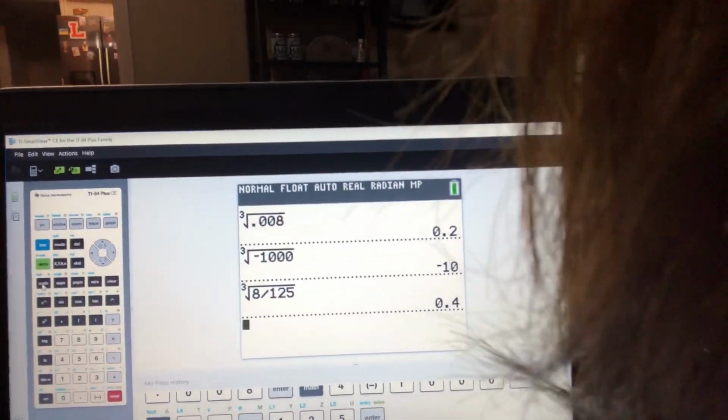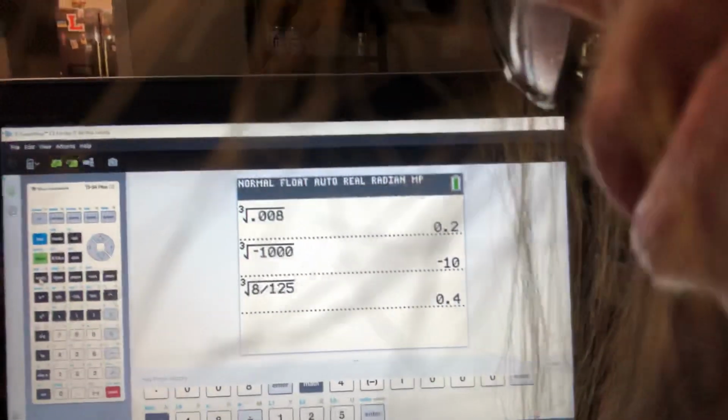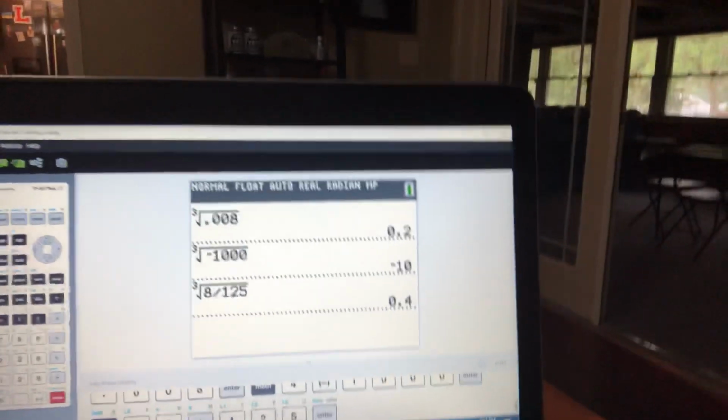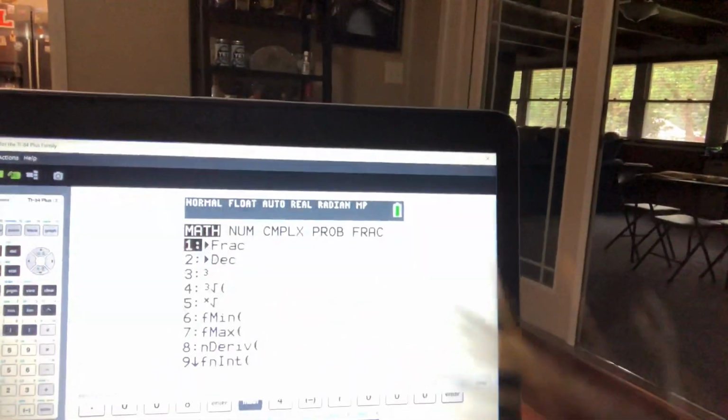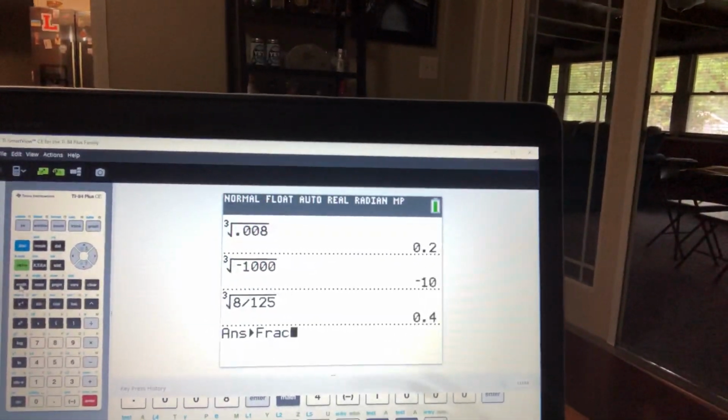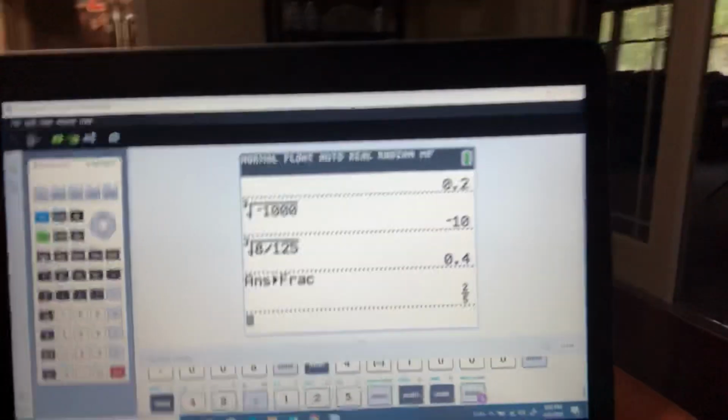Now because the original question was a fraction, our answer should really be a fraction. So I'm going to go under math again. And the first choice is fraction, so press that. And that will change your answer to a fraction, 2/5.